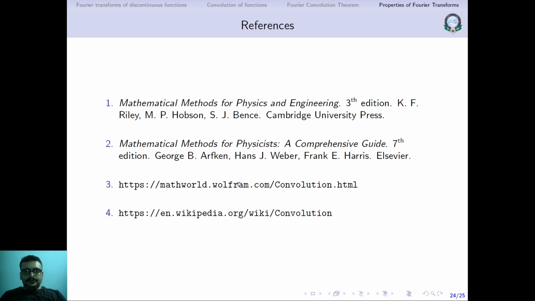You can refer to both of these books, and I would suggest that you go through this article on Wolfram MathWorld. There is a brilliant animation on convolution given there, which I think is made using Mathematica. It's a good read, a good summary of the concept of convolution. So this brings me to the end of this lesson.